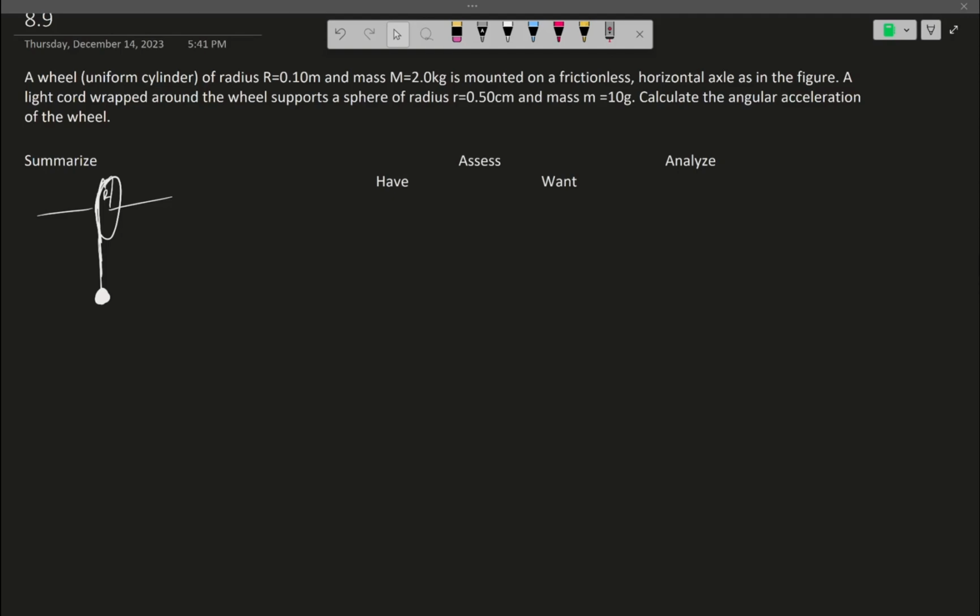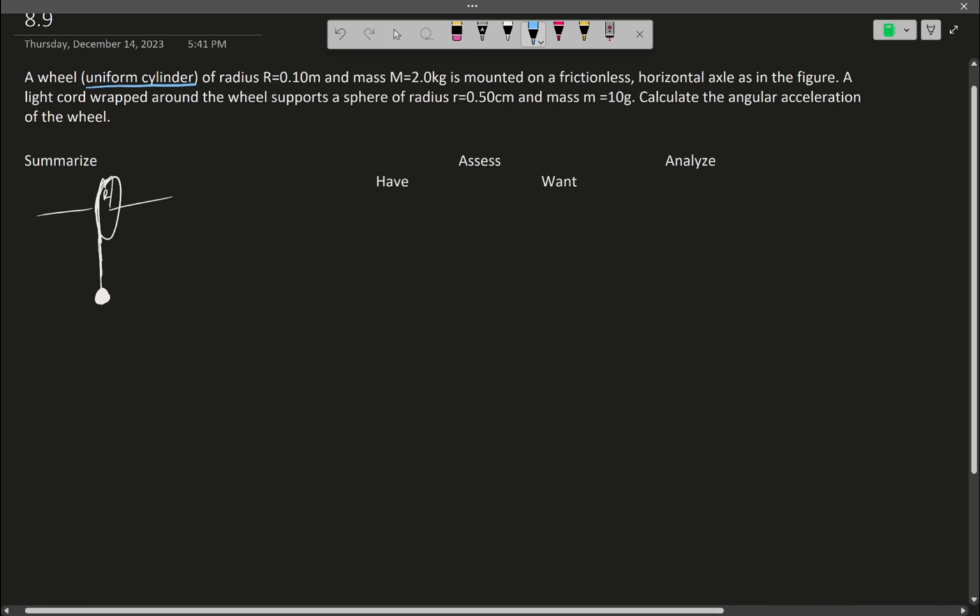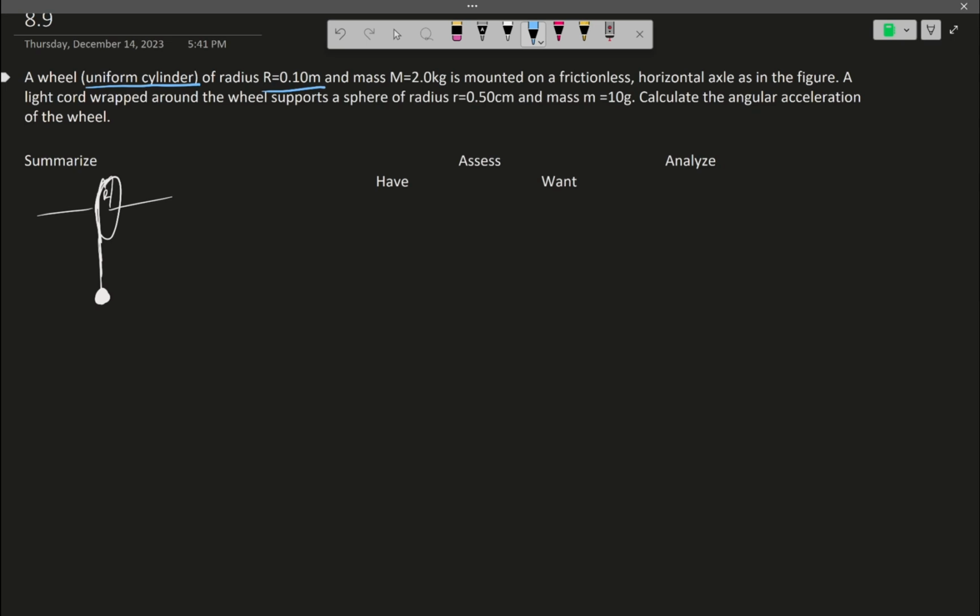All right, so in this problem, I have a wheel, or a thin uniform cylinder, of radius 0.1 meters. So my radius is going to be 0.1 meters, and this wheel has a mass of 2 kilograms. It is mounted on a frictionless horizontal axle, as in the figure. Great, we did that.